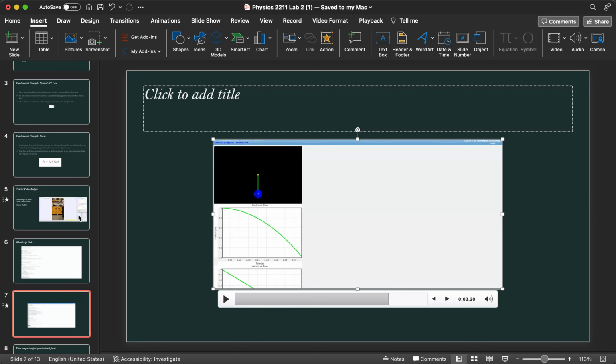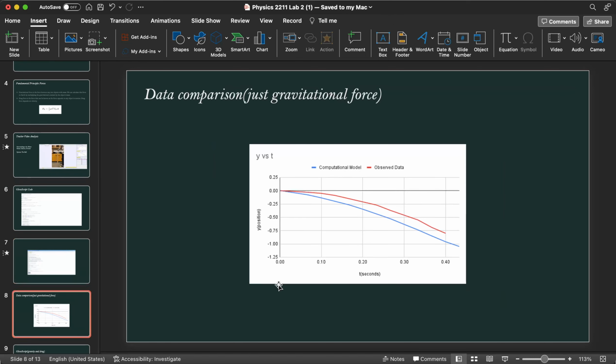So this is what our computational model looks like when we run it. As you can see, there's a negative slope. So this is our data comparison using a line graph. Obviously there's a little bit of a discrepancy between the observed data and the computational model, and we'll go over that in a little bit.